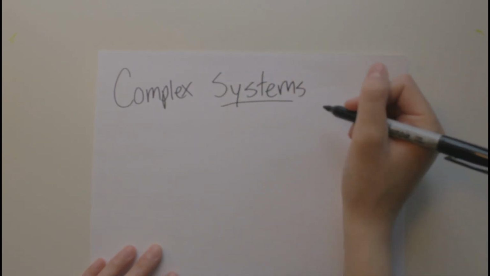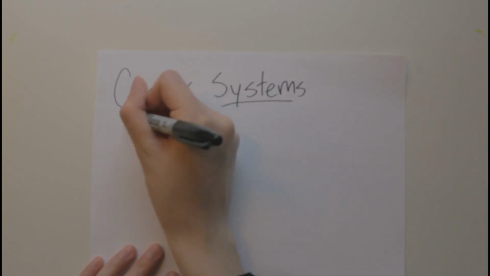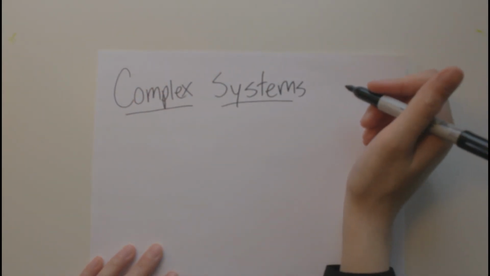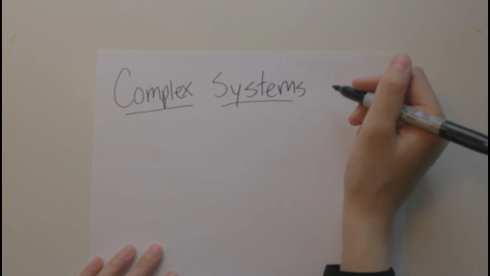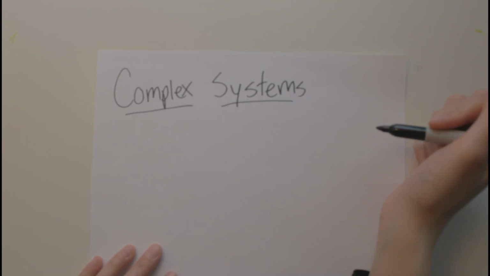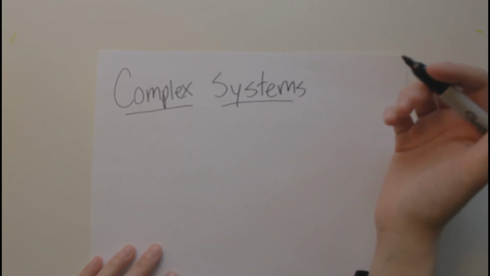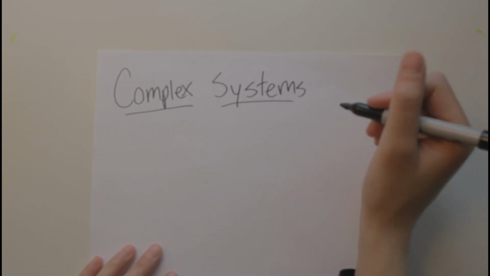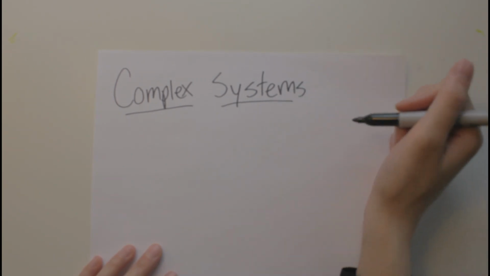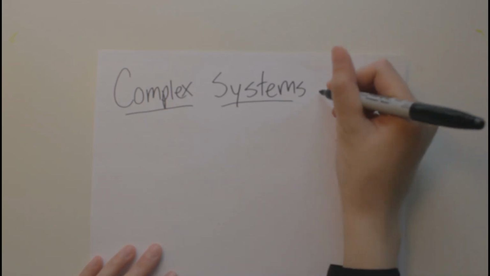A system is defined as a set of things working together as parts of a mechanism, and complex is defined as composed of many interconnected parts. And so the way that we define a complex system is one whose overall behavior is difficult to understand based simply on knowledge of the components of the system. We also need to understand the interaction between those components.